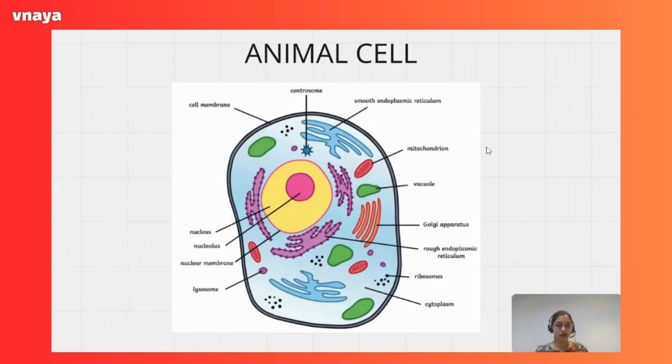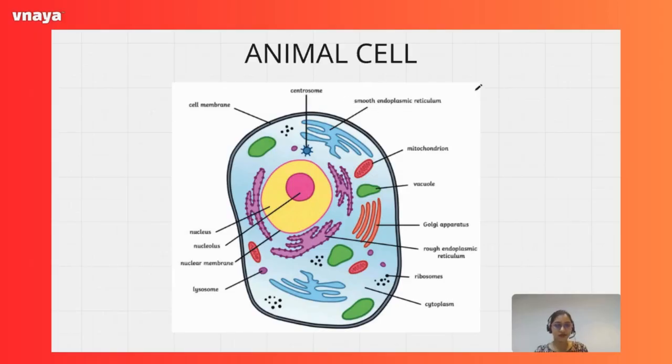Hi everyone, let's talk about the animal cell. All animal bodies are made up of tiny structures called animal cells. Like we discussed in the case of plant cells, which have some unique features, animal cells also have some unique features.